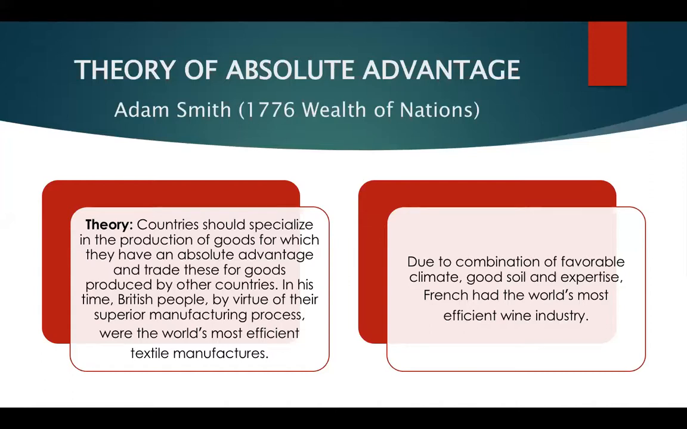Theory of absolute advantage. This is another theory. This theory was founded by Adam Smith in his book, The Wealth of Nations, 1777. According to this theory, countries should specialize in the production of goods for which they have an absolute advantage and trade these for goods produced by other countries. In his time, British people, by virtue of their superior manufacturing process, were the world's most efficient textile manufacturers.